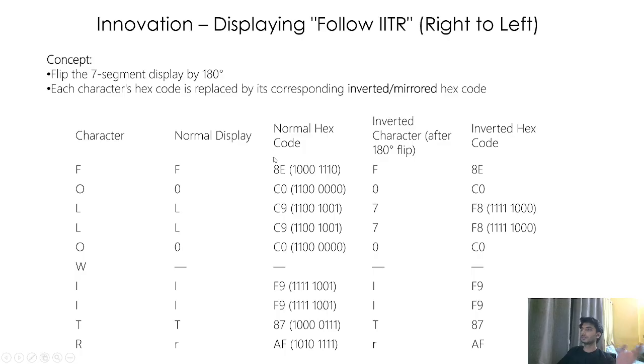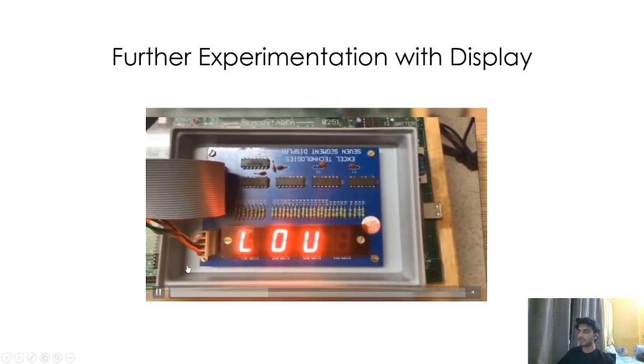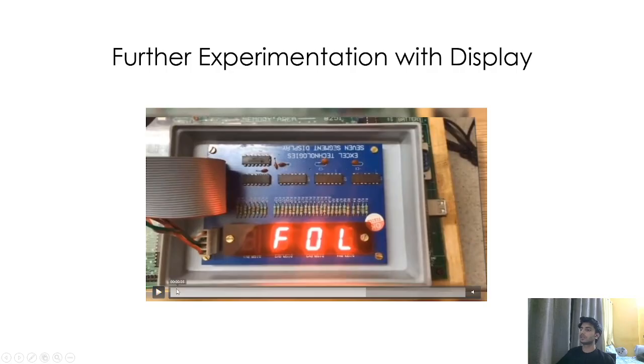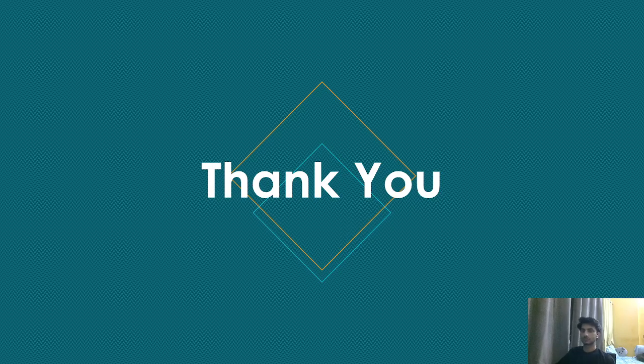If we just repeat the code I have shared in the previous slide and follow the characters from the memory, 2100 like in the previous one, we will basically get every character, but in the opposite manner. So for the next part, let me play the video for you guys. Here is follow IITR, but it is coming in the leftward direction. So yeah, basically this was it. Thank you.